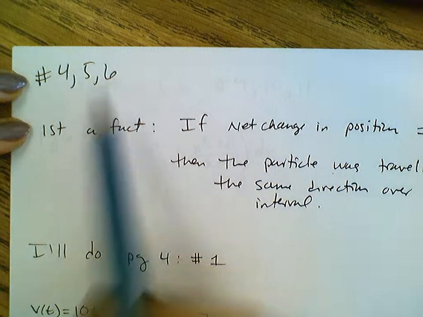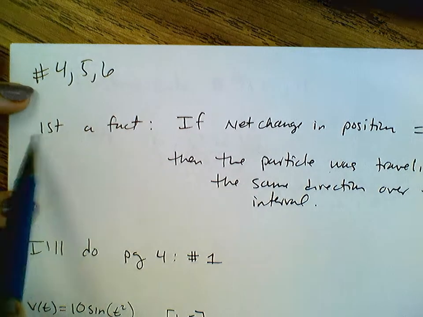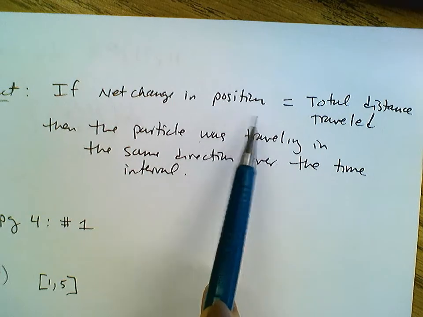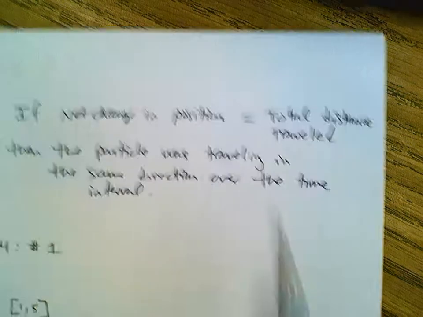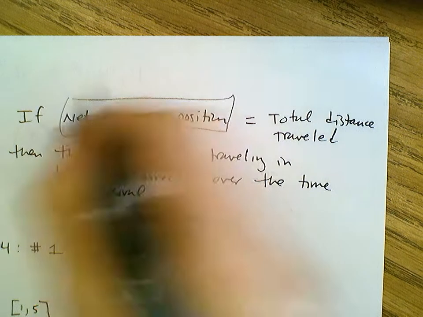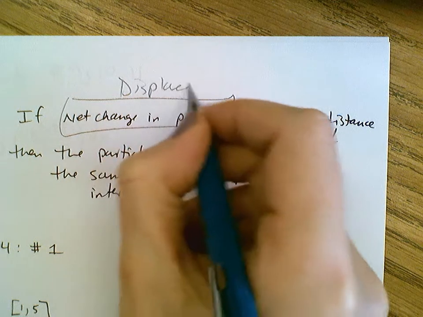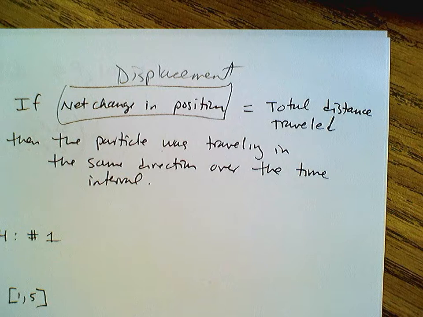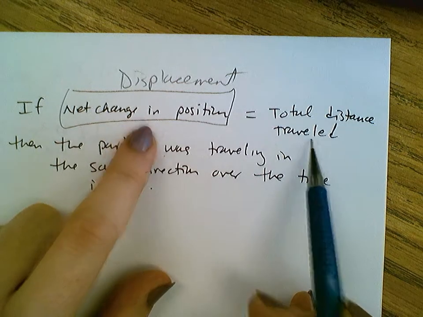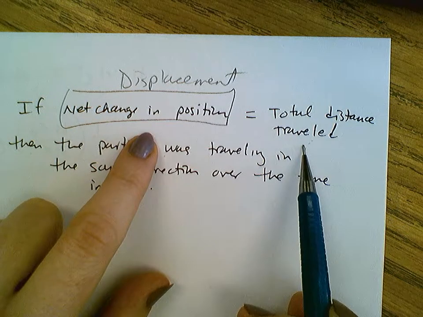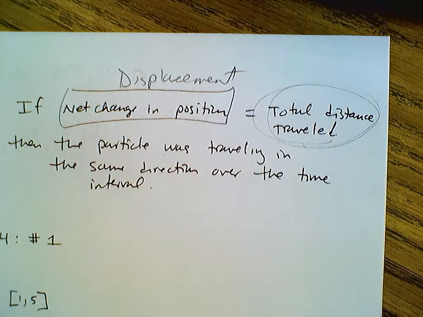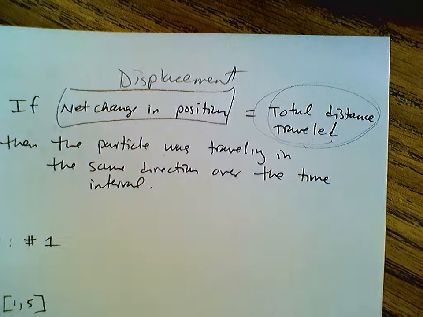For numbers 4, 5, and 6, you want to use this fact eventually. If the net change in position, another name for which is displacement, is equal to the total distance traveled, then the particle was traveling in the same direction over the time interval. So the particle never changed direction if these two are equal. If they are not equal, then the total distance will always be bigger, and that means the particle had changed direction at some point.